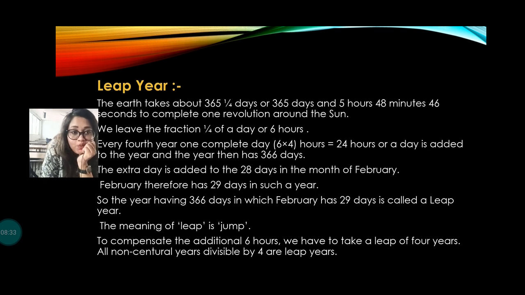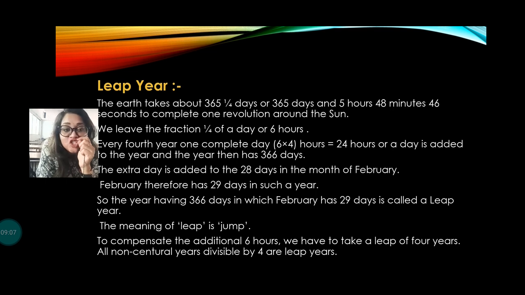Every fourth year, one complete day, that is 6 hours times 4 equals 24 hours, is added to the year, which then has 366 days. After every 4 years, the extra day is added to the 28 days of the month of February, so February will have 29 days. This type of year, with 366 days and 29 days in February, is called a leap year.